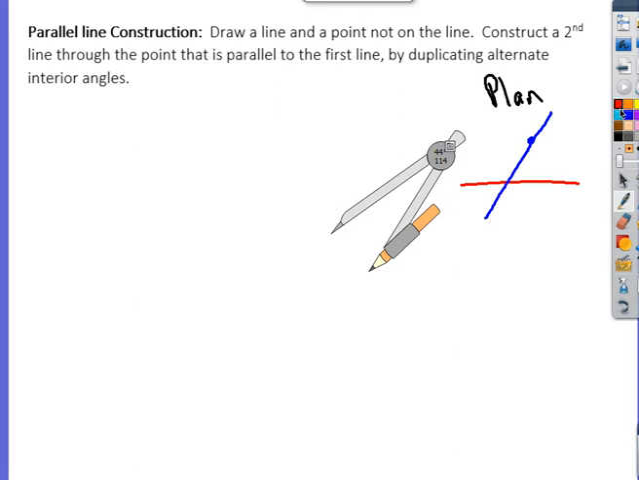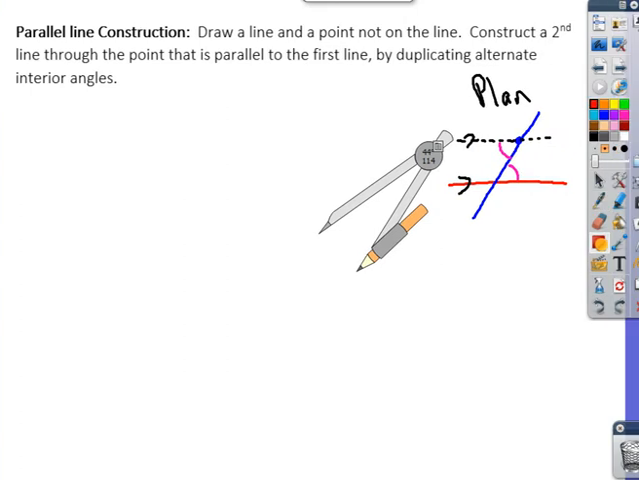We're trying to duplicate this angle and this angle, because that's alternate interior angles, because once we do that and we draw a parallel line, those are alternate interior. They're on the inside of the parallel lines, but on opposite sides of the transversal. That's where alternate interior is. So that's our plan. Same thing.